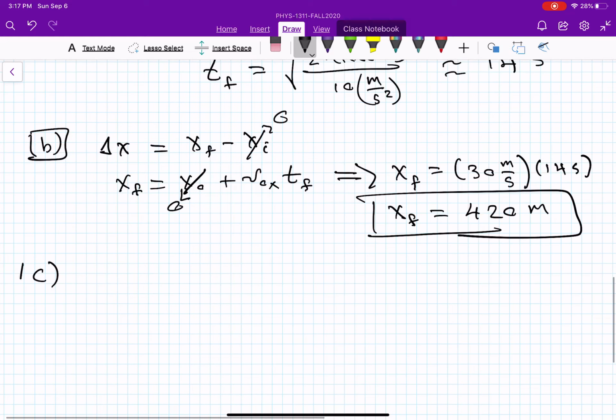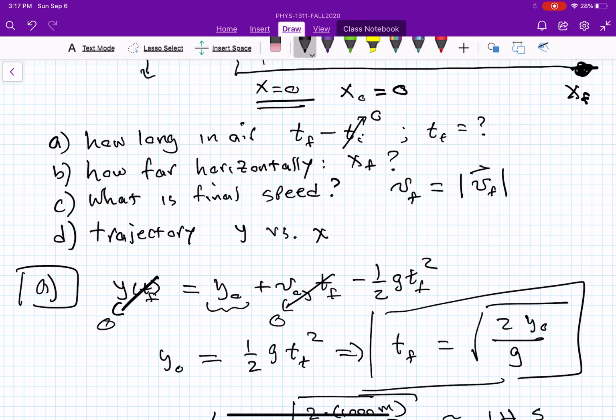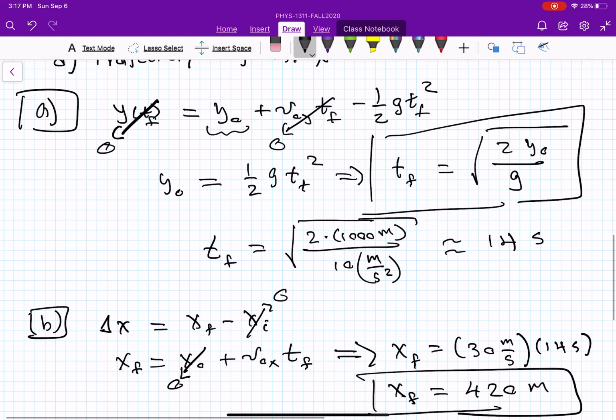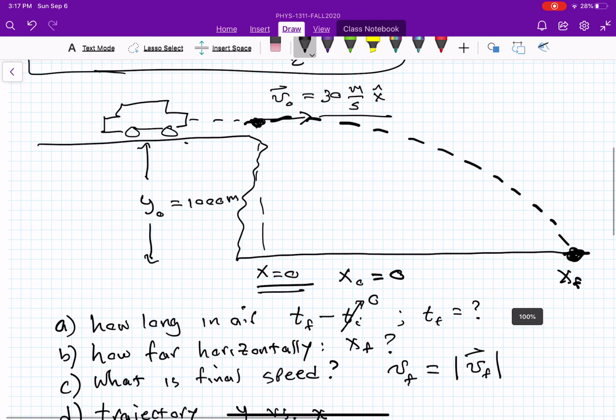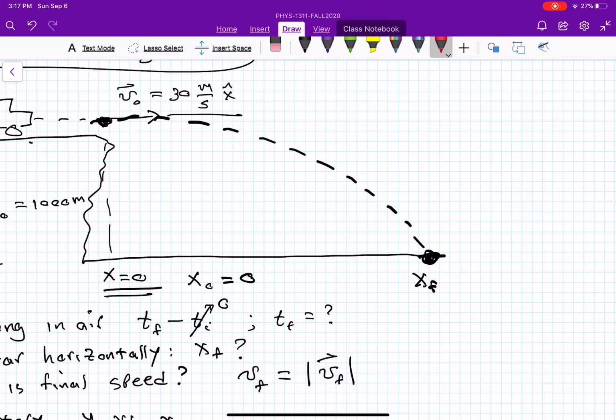Okay, part C, moving right along. What is the final speed? So let's think carefully about what we have here. Notice in my picture that right before they hit the ground, the instant before they hit the ground, that's what we want. We want to know what the final speed is. Well, I know that the velocity vector is going to point down and to the right, right? So the length of this vector is what we want. We want vf, which is the length of that vector. And I know that it's got a horizontal component, vf sub x, and it's got a vertical component that points down, vf sub y. And I need to figure out what each of these are before I can use the Pythagorean theorem in order to calculate the length.